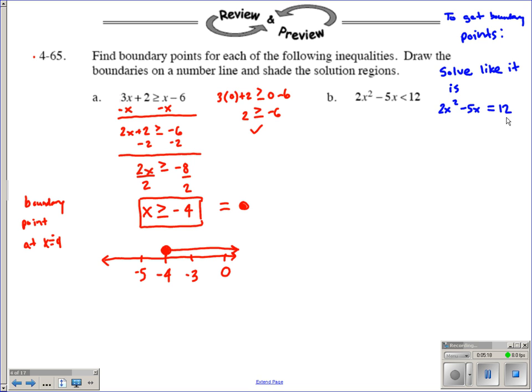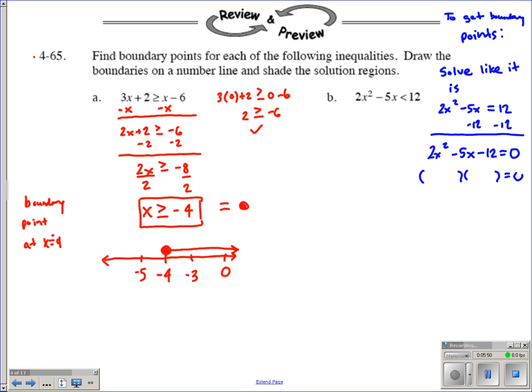We should know how to solve these since it's quadratic and we have an x with a degree of 1 and an x with a degree of 2. That means we're going to have to set it equal to 0. So let's subtract our 12 from each side. And we now have 2x squared minus 5x minus 12 is equal to 0. Next step in solving this, let's factor it.